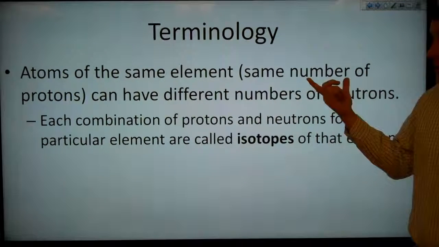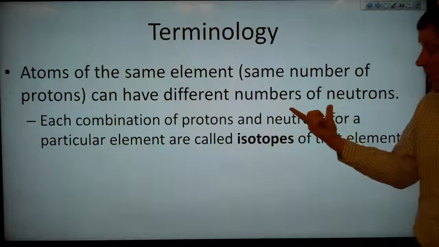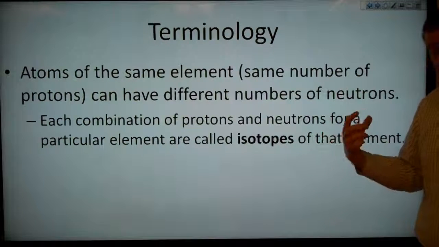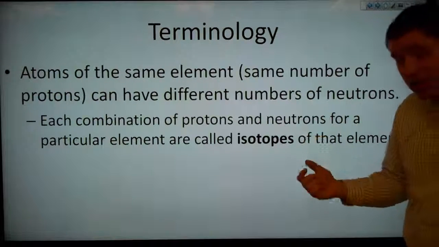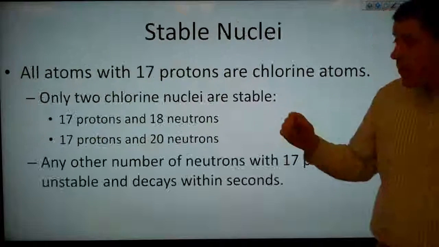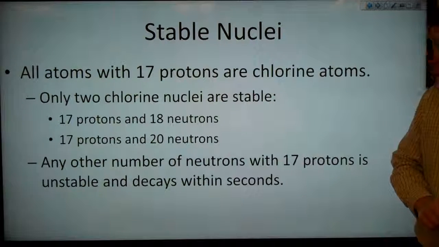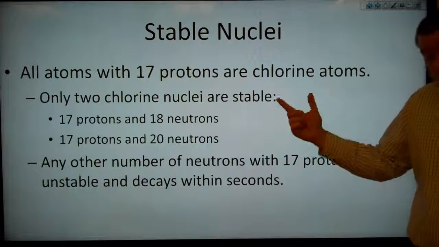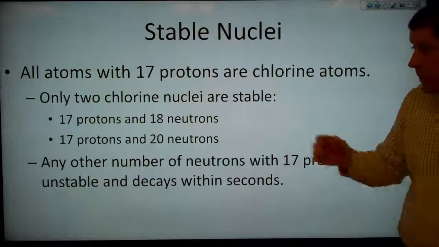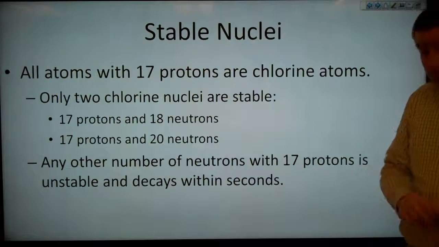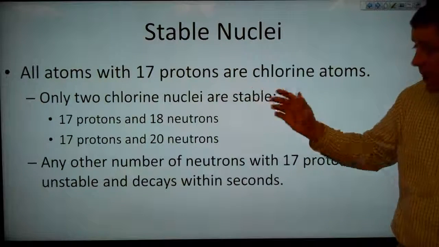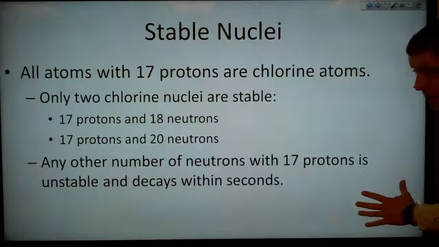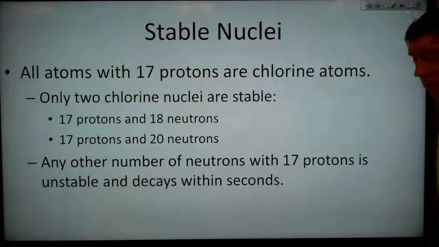Atoms of the same element, with the same number of protons, can have different numbers of neutrons. And each combination of protons and neutrons for a particular element is called an isotope of that element. For example, all atoms with 17 protons are called chlorine atoms. And there are only two chlorine nuclei that are stable, one with 17 protons and 18 neutrons, and the other with 17 protons and 20 neutrons. Any other number of neutrons with 17 protons is unstable and decays within just a few seconds.